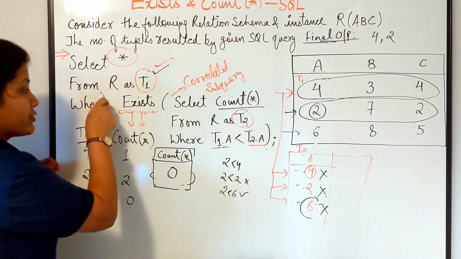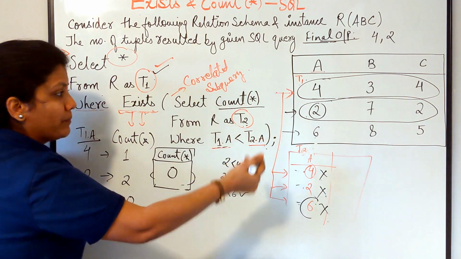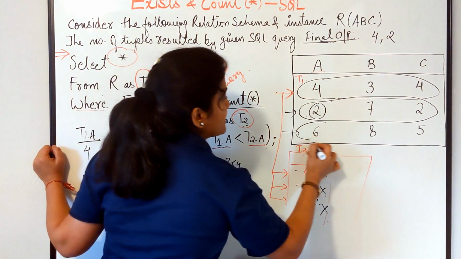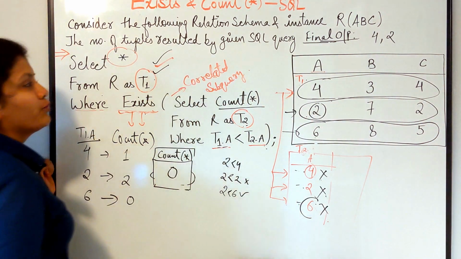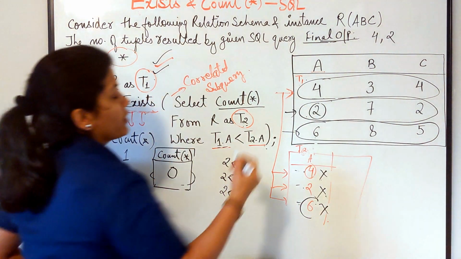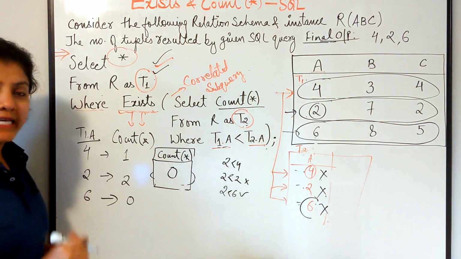And once it returns true, the T1, which was related to the tuple 6, will get selected in your final output. Okay, and so your final output is also going to include the tuple with 6.